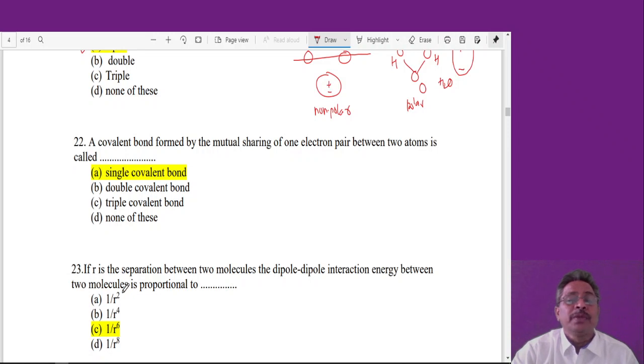Now question number 22: a covalent bond formed by mutual sharing of one electron pair between two atoms is called, a simple answer, a single covalent bond. If we are sharing two electron pairs, then it is a double covalent bond, then triple covalent bond, as the number of electrons goes on increasing. So when we are sharing one electron pair between two atoms, it is called a single covalent bond. So for question number 22, the correct answer is the single covalent bond.